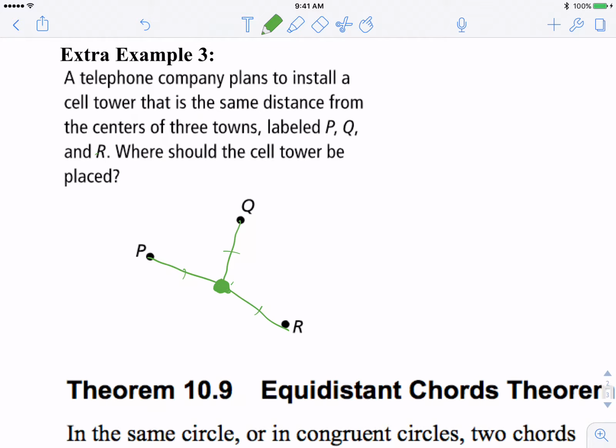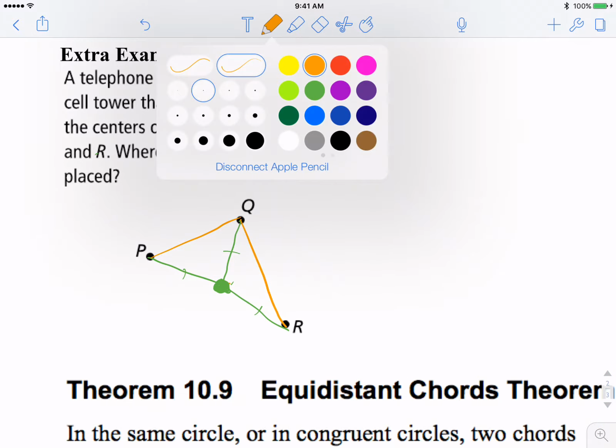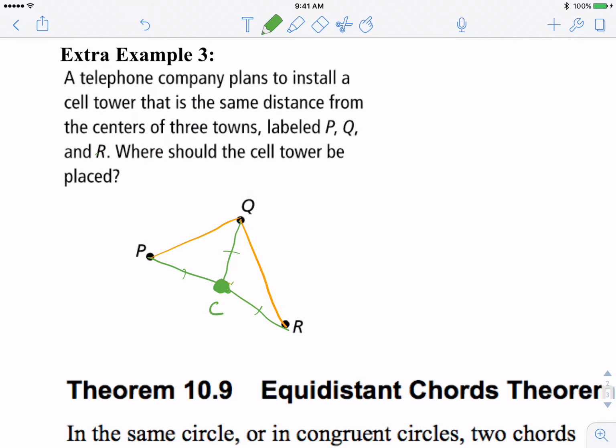So for it to be the center of my circle, let's go ahead and draw these segments in. If I want this point, let's call it point C right here for center, if I want that point C to be the center of a circle, I want it to be on the diameter. So I'm looking for the center of a circle.